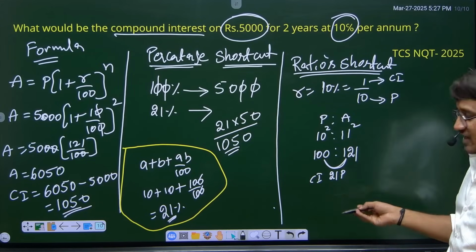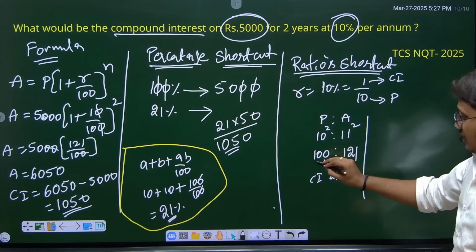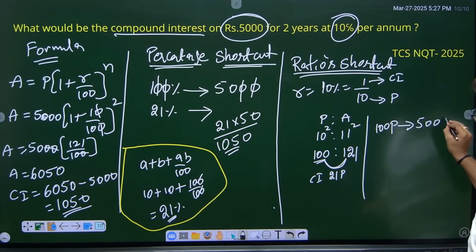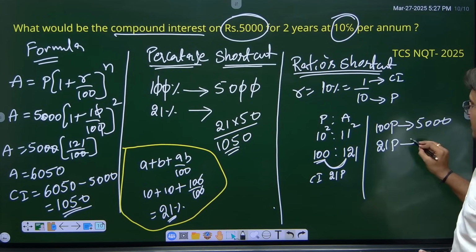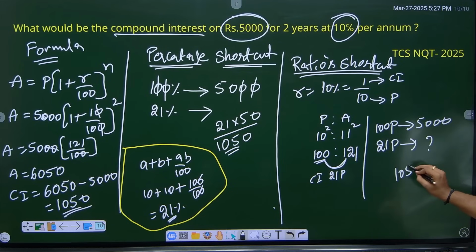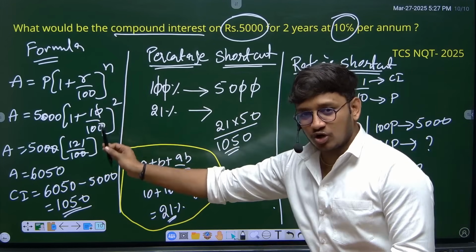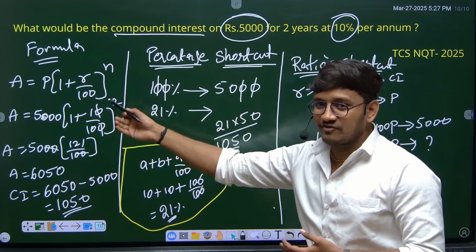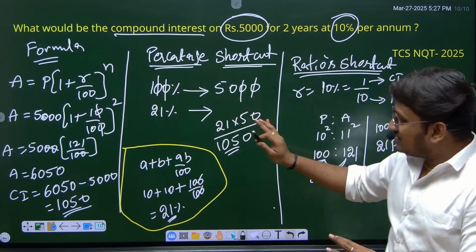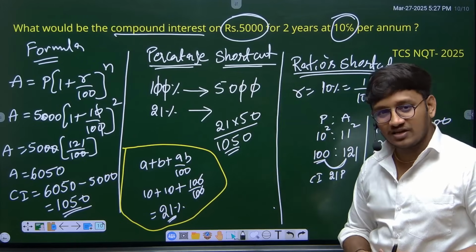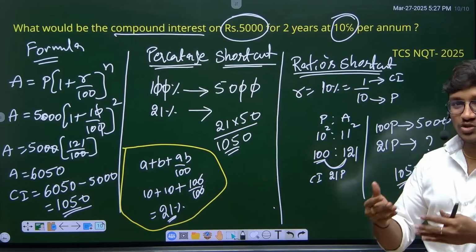The same logic applies again. Principal is a total of 100 parts, and these 100 parts are 5,000. Then how much is 21 parts? The answer is 1050. That's it, just by considering the ratios method. You can also solve by using the formula. The majority of students will follow that logic, and the majority of students don't know these two. So use the percentage shortcut, and if you want, you can use the ratio shortcut as well.